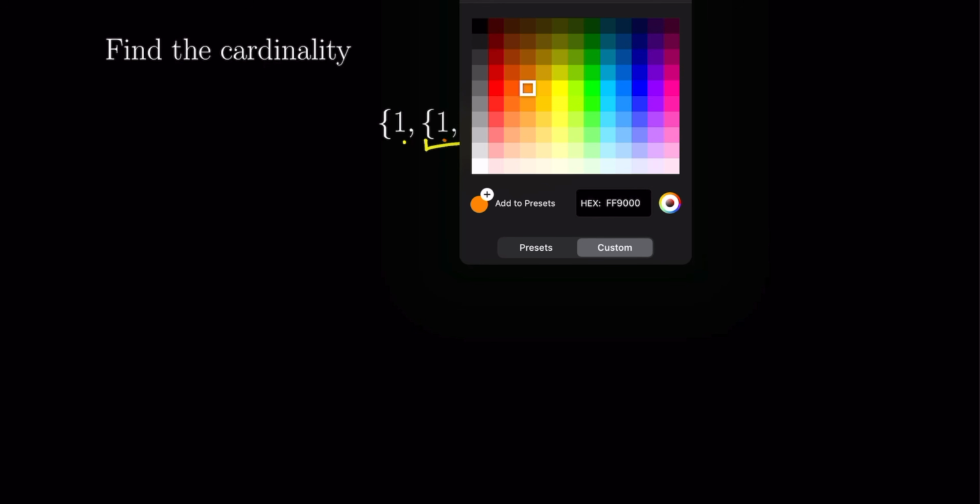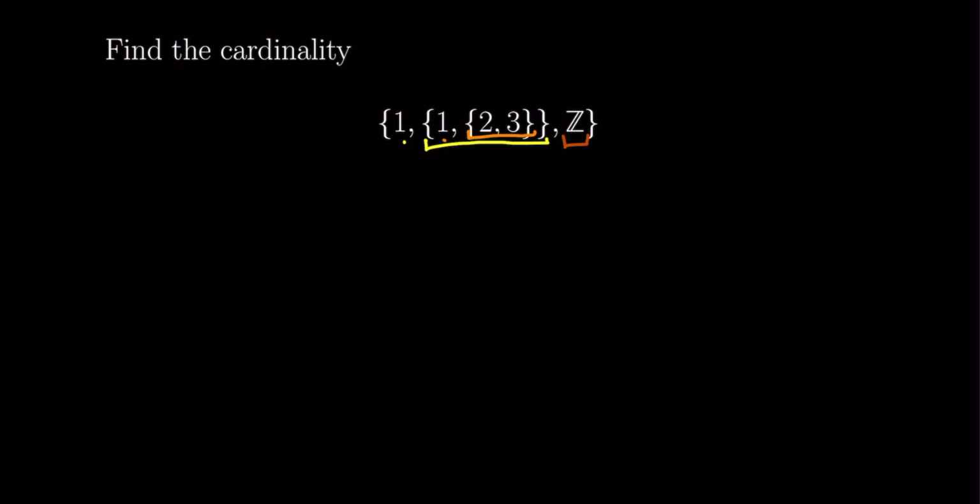Okay, now let's look at this find the cardinality question. Finding the cardinality is finding the number of elements in a set. This is a pretty funny looking set. It contains the number 1, but it also contains this crazy set here that contains the number 1, and it also contains a set containing 2 numbers, 2 and 3. And then finally, this crazy set also contains the set of all integers.